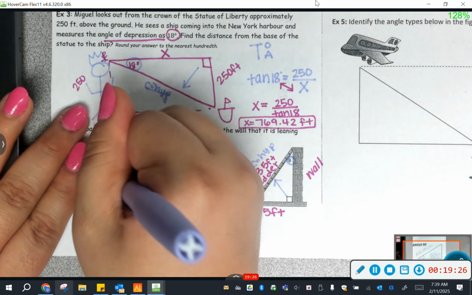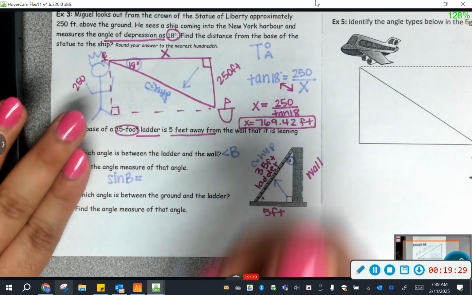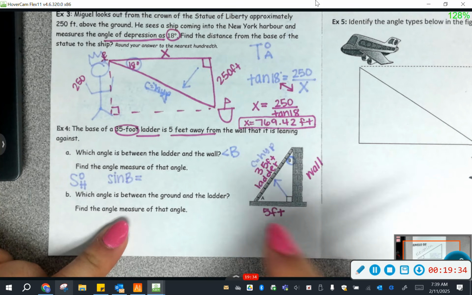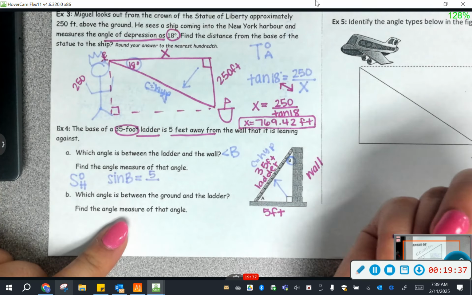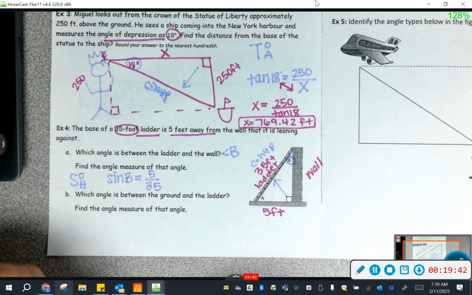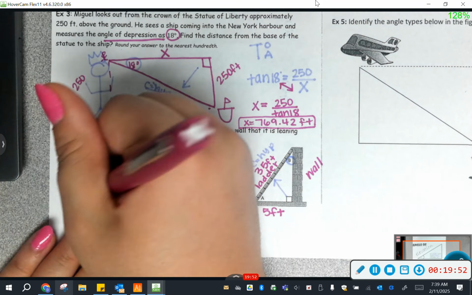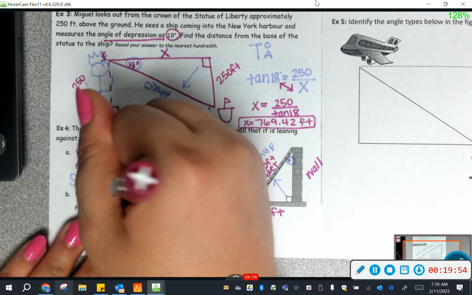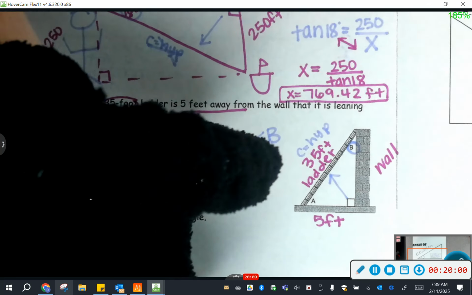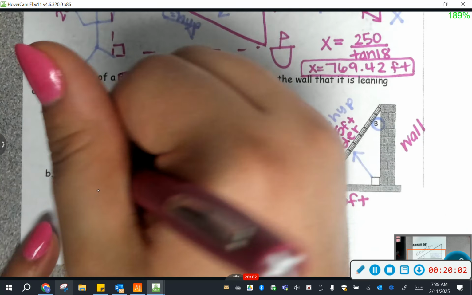So I'm going to do the sine of B. I don't know what B is, so I'm just going to leave it B. What is opposite of B? 5. What is the hypotenuse? 35 feet. And anytime I am trying to find an angle, what do I do? Inverse. Anytime you are trying to find an angle, you are going to inverse.